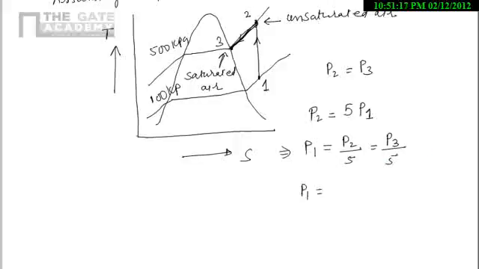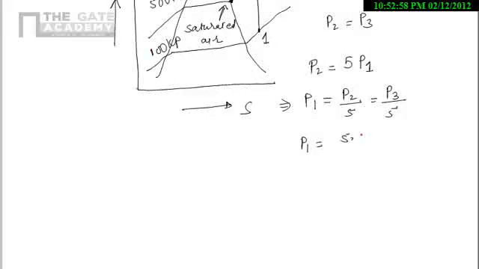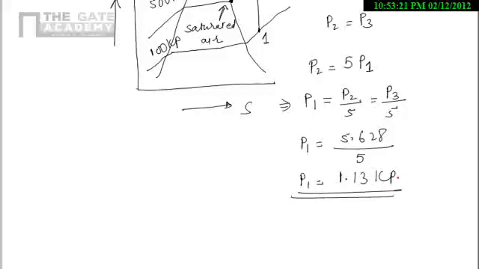So now for P1, we have to calculate for T1. In the problem it is already mentioned that the saturation pressure of water at 35 degrees centigrade is 5.628 kilopascal. So we have to use 5.628 here, and if we divide this by 5 we will get P1, that is the partial pressure of water vapor entering the compressor. So P1 is coming 1.13 kilopascal. So the correct answer will be 1.13 kilopascal.